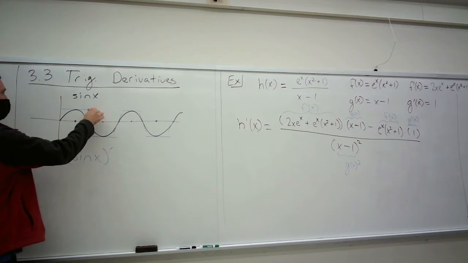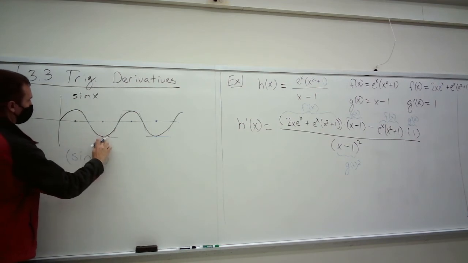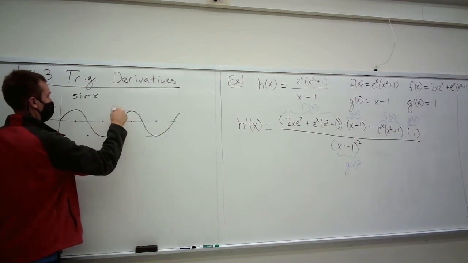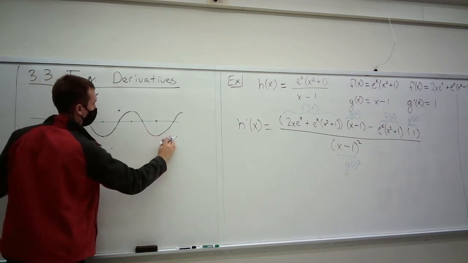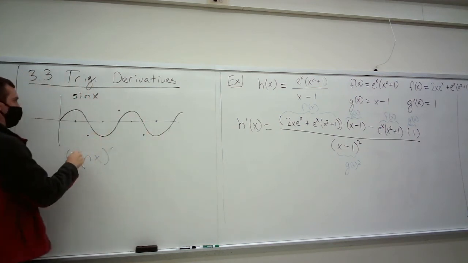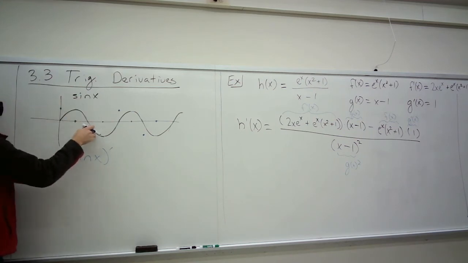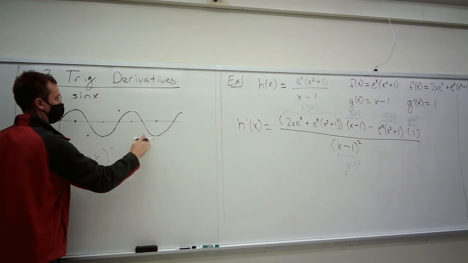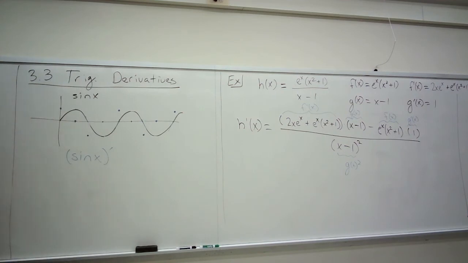So in the construction of our derivative, at each of these points, we're going to place a value. And I'll clean up as I go. Here it would be positive 1, right? Here, negative 1. Here, positive 1. Here, negative 1. Here, positive 1. And now I'm just going to fill in the blanks.